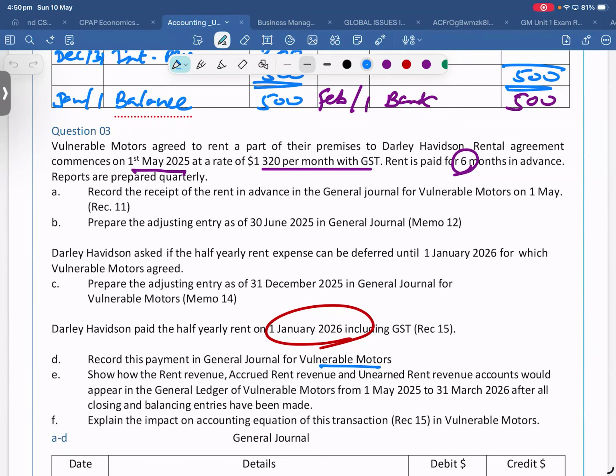Okay, this question we have done from the tenant's perspective, on prepaid and accrued expenses. Yeah, you asked me a question? Yes.